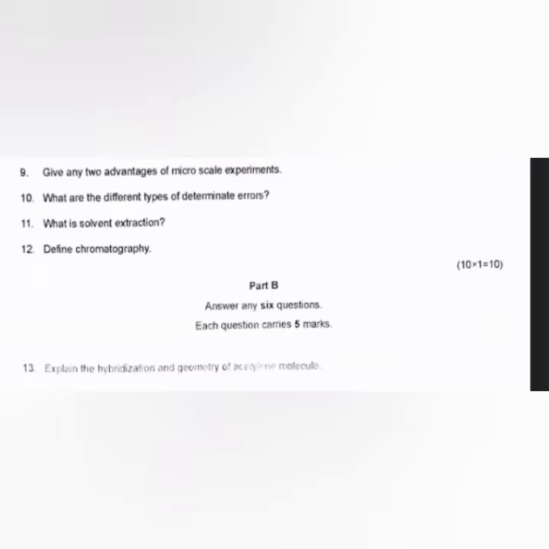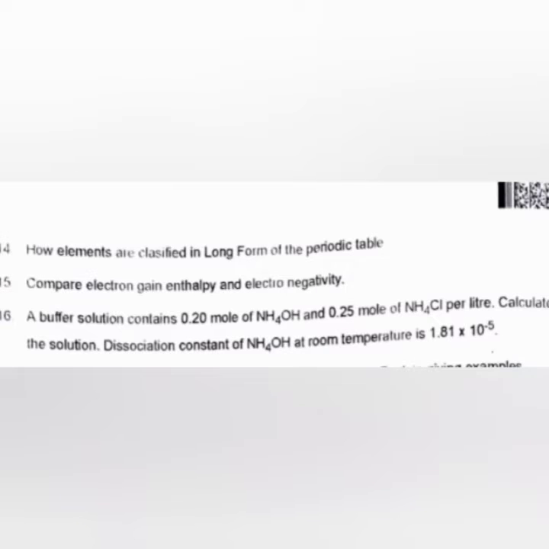13. Explain the hybridization and geometry of acetylene molecule. 14. How are elements classified in the long form of the periodic table? 15. Compare electron gain enthalpy and electronegativity.